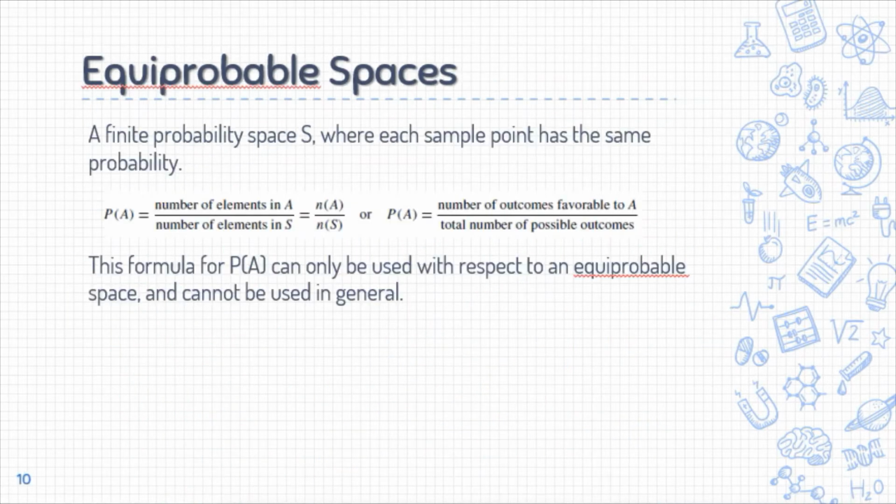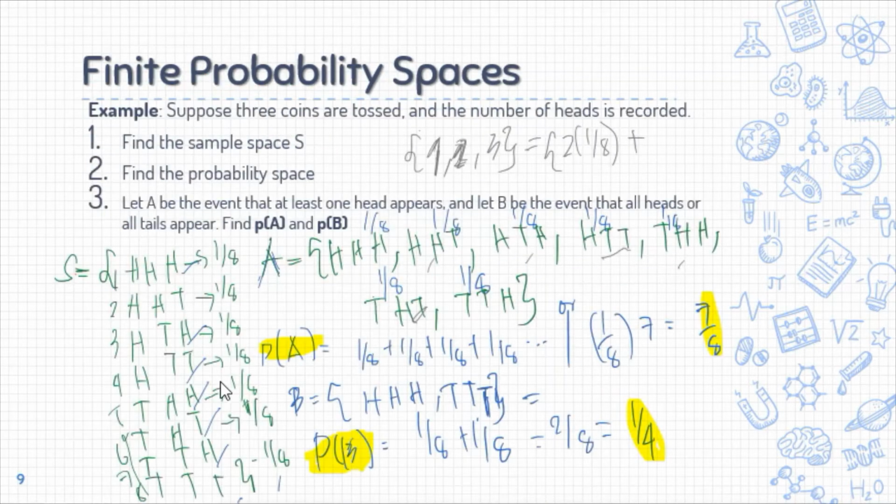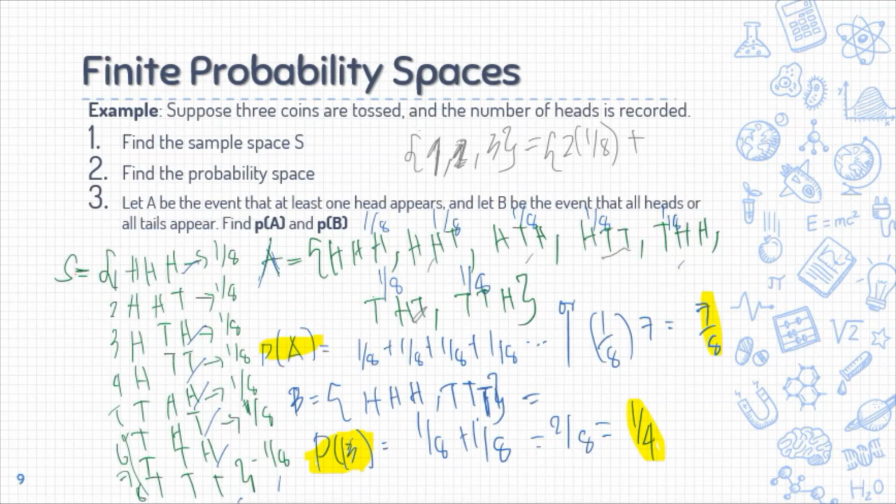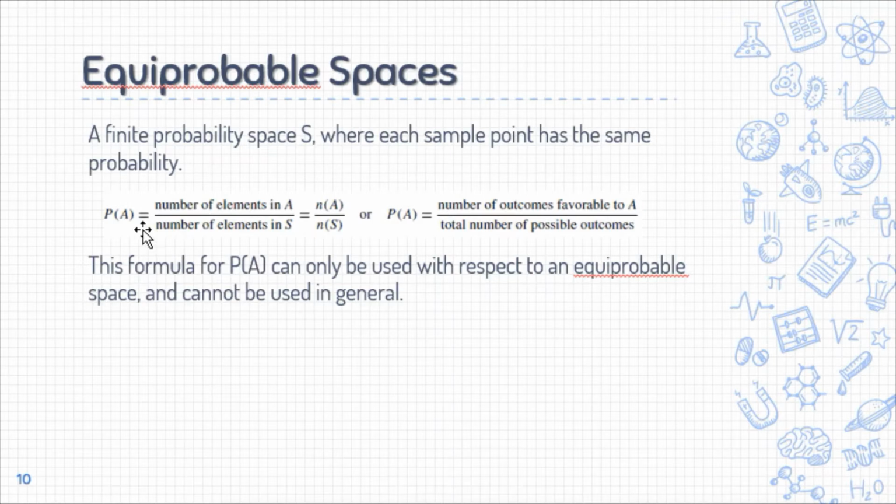Okay, now let's go to the term equiprobable spaces. Okay, a finite probability space S where each sample point has the same probability. Okay, so tawagan na niya is equiprobable. Okay? So, atong example tanan diri, this is an example of equiprobable because each element on the sample space has the same probability. So pareha man sila tanan 1/8. Okay.